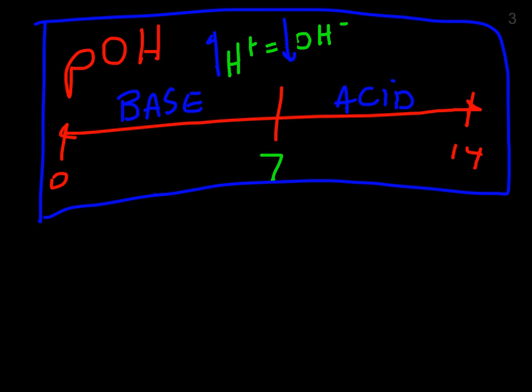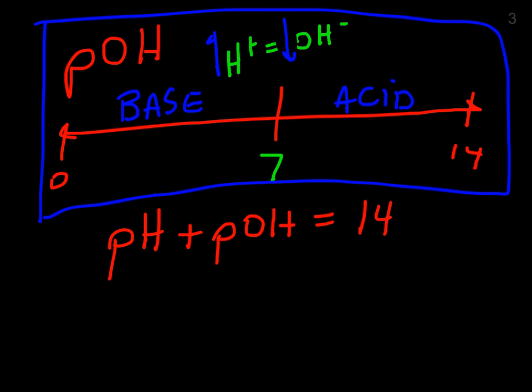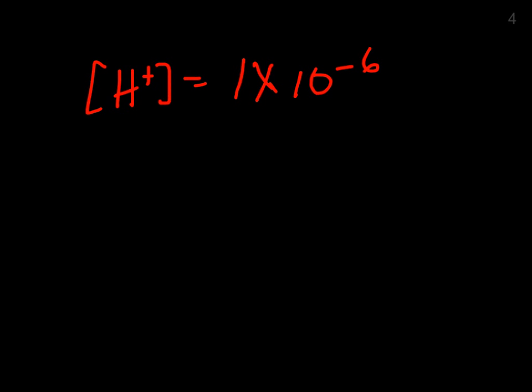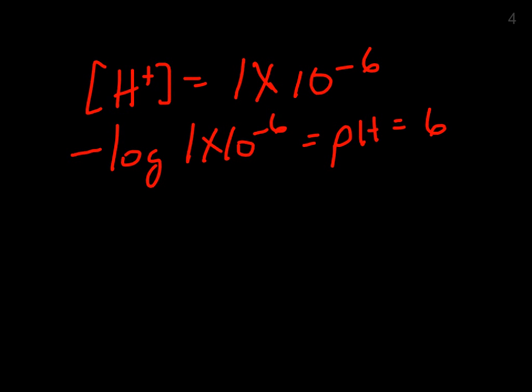And here's a handy little relationship. pOH plus pH will always equal 14. And that's a math deal, and you can do that on your own and figure that out. Alright? So last little thing, if you have a hydrogen ion concentration of 1 times 10 to the minus 6th, the negative log of that is going to give a pH equal to 6. That is that. Okay? And it'll get more complicated, but for now, that's good enough.